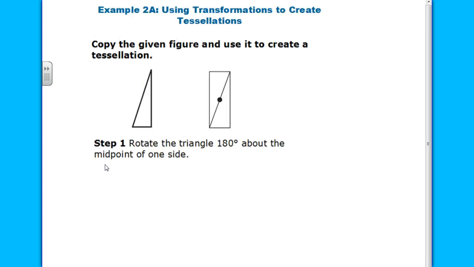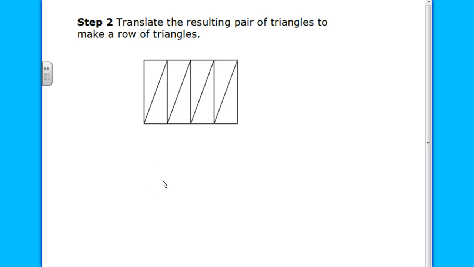Very cool. So copy the given figure and use it to create a tessellation. So we can create this by rotating a triangle 180 degrees about the midpoint of one side. So they're using what looks like a hypotenuse. They're rotating it and putting what looks like the most acute angle meeting up with the medium angle in this triangle, right? So we haven't formed yet an entire tessellation, right?